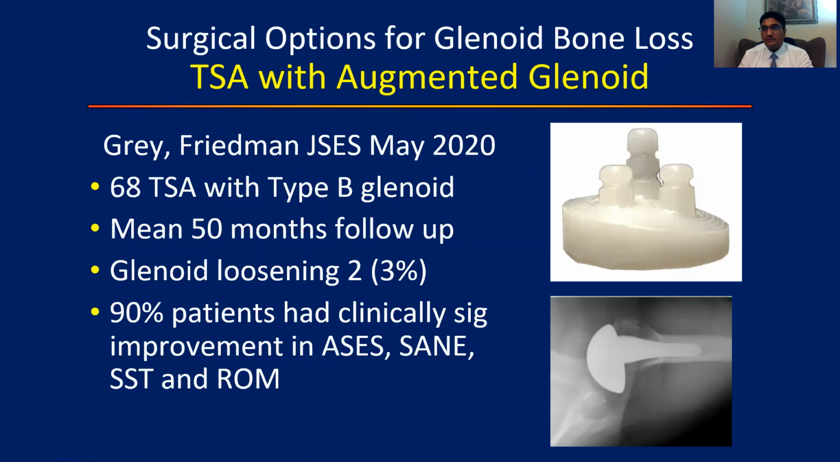This is a newer study which came after the systematic review was published. This study was not included in that particular systematic review. Friedman et al. looked at 68 patients with type B glenoid. The mean follow-up was 15 months. Glenoid loosening was present in 3% of the patients. 90% of the patients had clinically significant improvement. So they saw encouraging results. So with total shoulder arthroplasty using augmented glenoid, the results in some studies are encouraging, but the science is developing, and we have to wait and watch and see what the long-term results with this particular prosthesis type are.